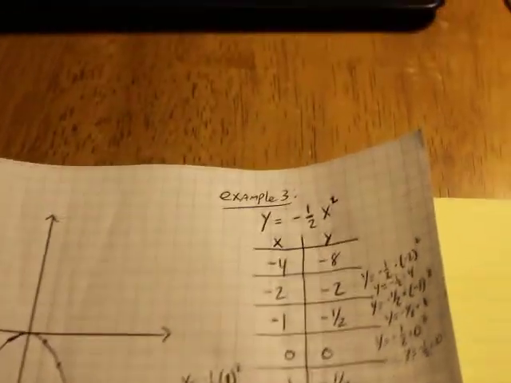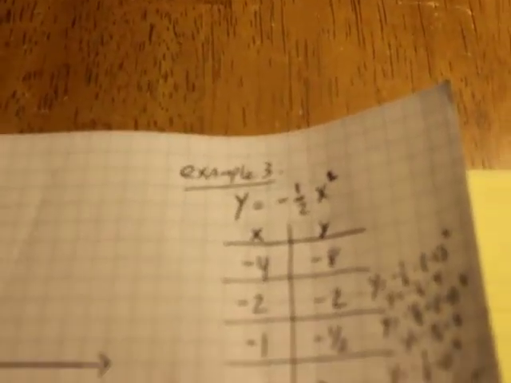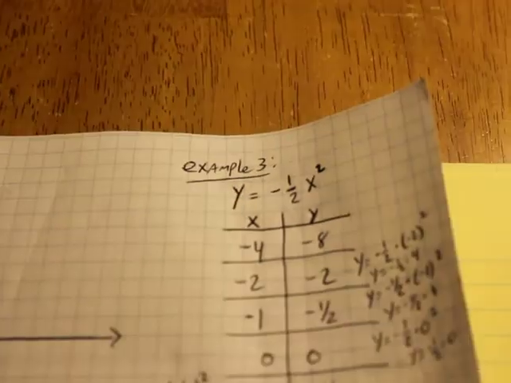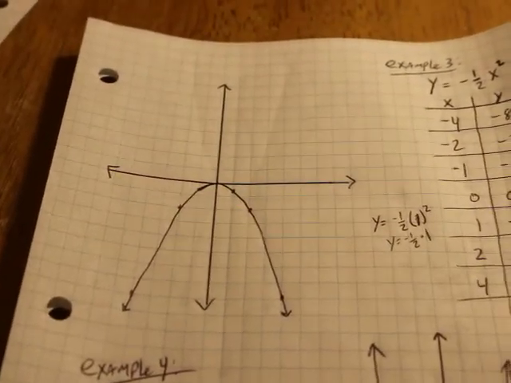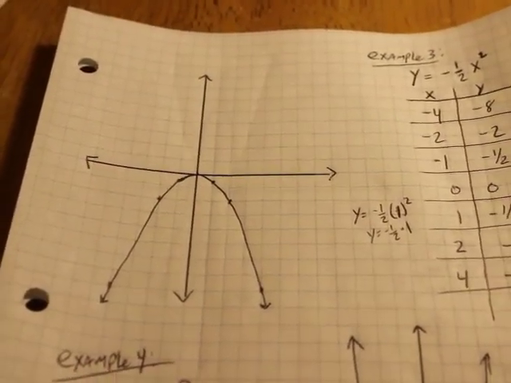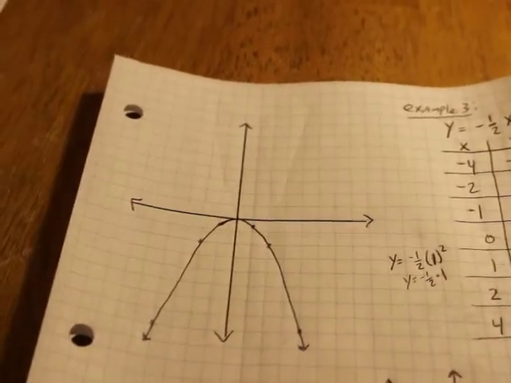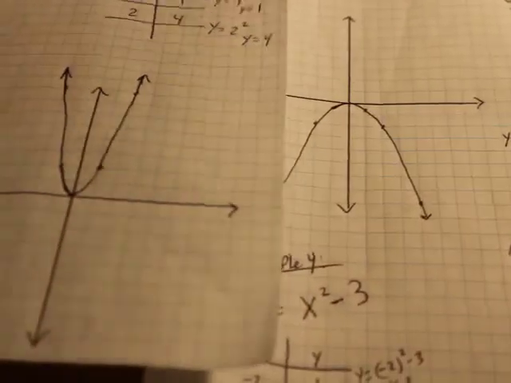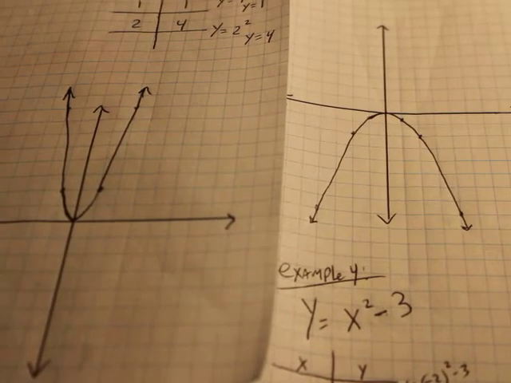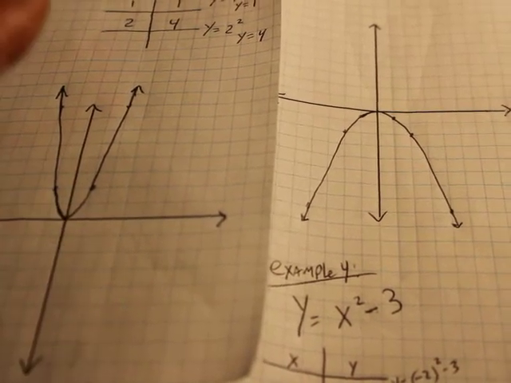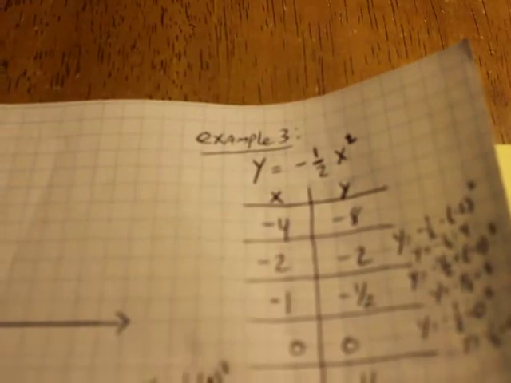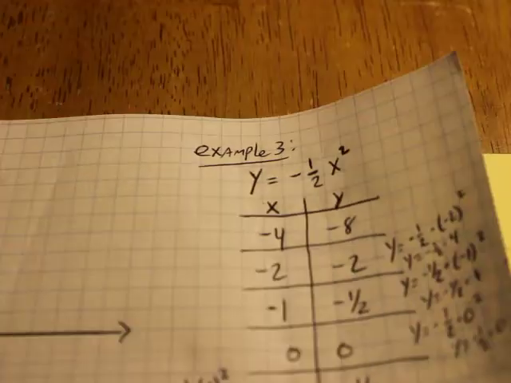So what happens if I have y equals negative 1/2 x squared? Well, I'll let you see using the graph here. Obviously, that looks different from the previous graphs that we just did. And you can see as I put them side by side, this one opens up, this one opens down. So what's the difference? Well, I think it's pretty plain to see. This one has a negative sign in front of it, and this one had a positive in front of it.